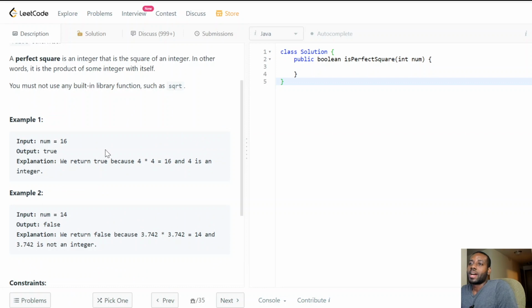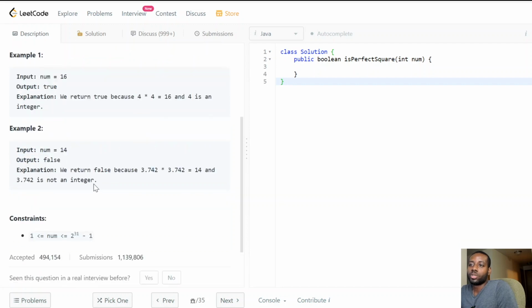So how can we solve this, guys? What I'm thinking is we're going to do something very simple: brute force. We could try all the numbers from 1 to num, 1 to 16 for example, and see if we find any number along the way that fits that criteria. So we try 1 squared equals 16, no. 2 squared equals 16, no. 3 squared equals 16, no. 4 squared equals 16, yes. We return true because we found a number that fits.